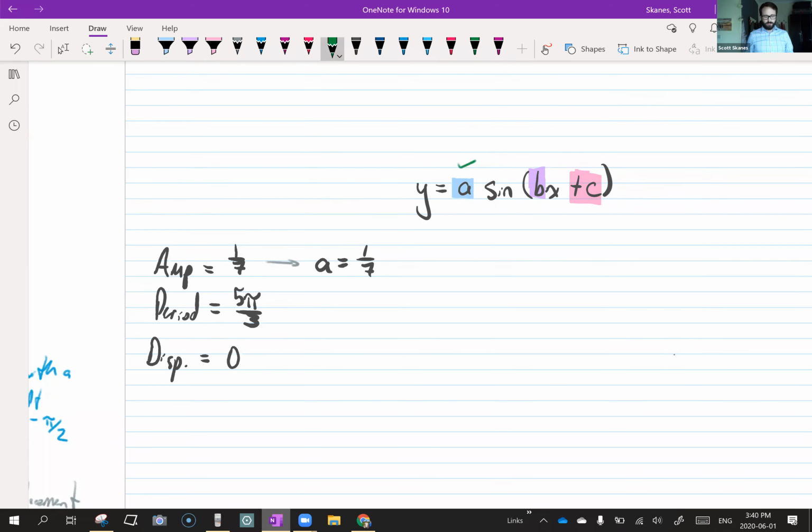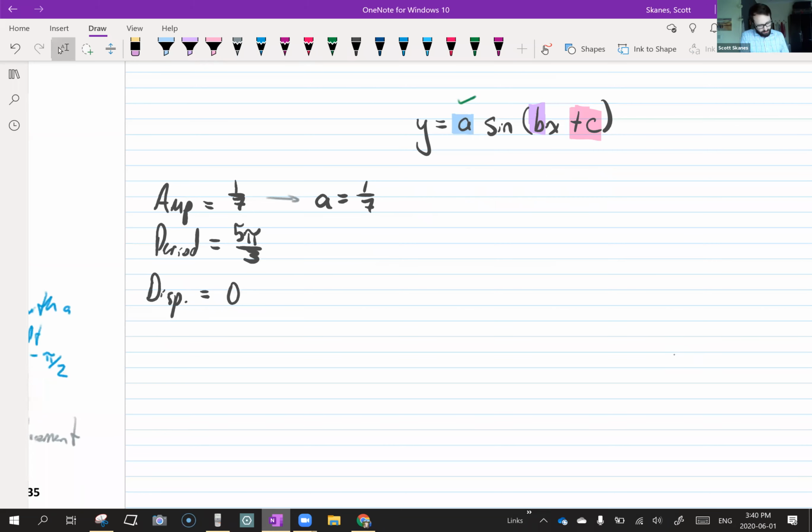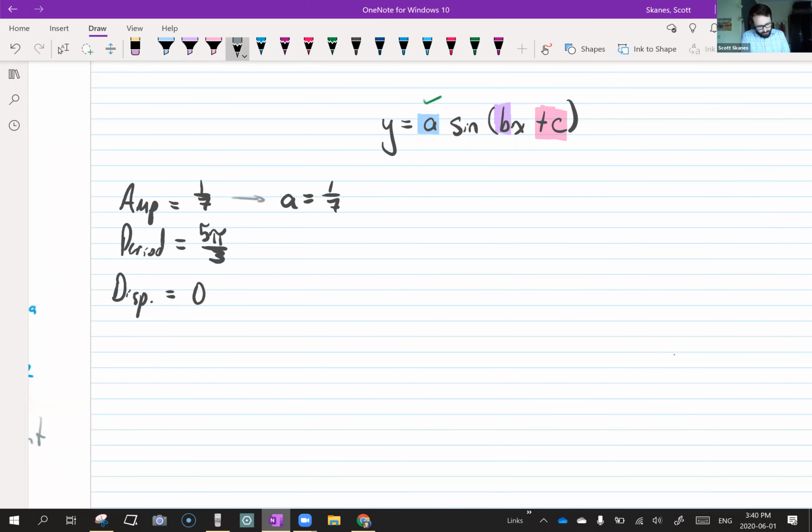But if we wanted to, we could. All right, let's go one step further. From the period, does anyone remember what the formula for the period is? I wrote it earlier. It's written earlier in the book. We know that amplitude is the absolute value of A. Period is 2 pi over B. Good job. 2 pi over B.